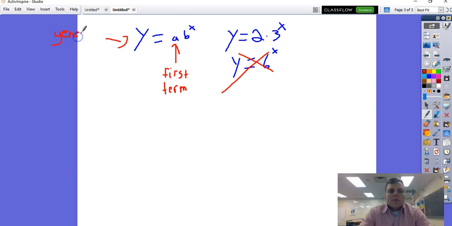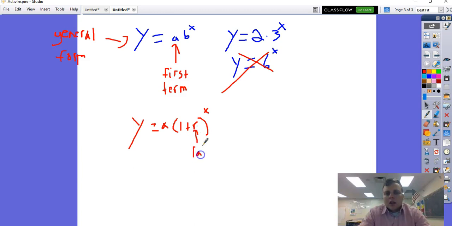Okay? Now, there's another way of writing it that you will see quite often. And that is y equals a, so it's the same a, but then they make b become 1 plus r raised to the x, where r is just your rate of change, okay? It's simply your rate of change, all right?